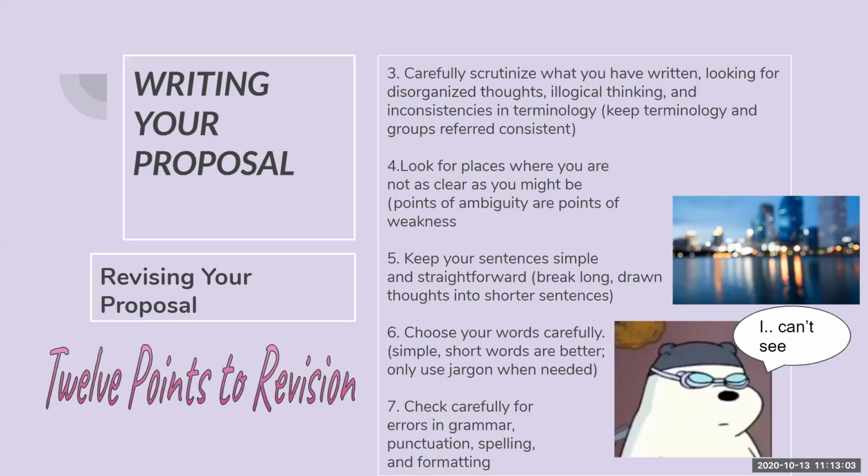Next, look for places where you might not be as clear as you want to be, as points of ambiguity are points of weakness. As you can see in the picture, you do not want a blurry vision of what your proposal is entailing and what your research is showing. You need to find where those blurry places are in your writing and clear them up.